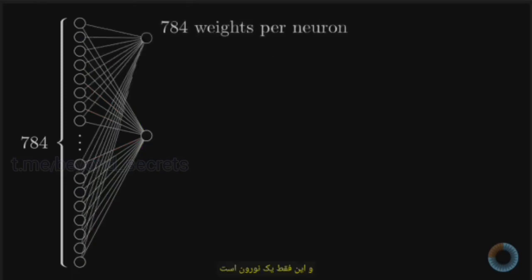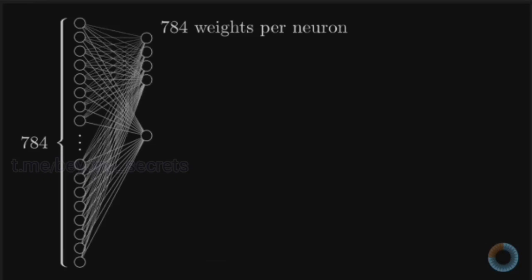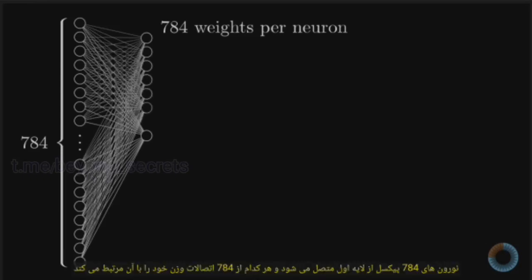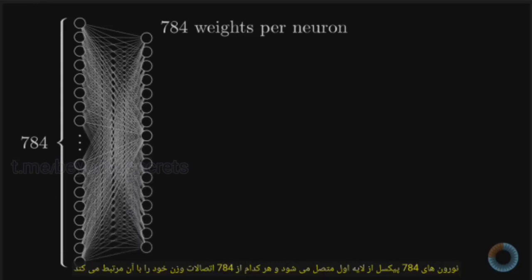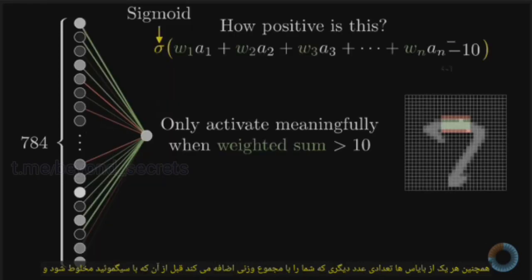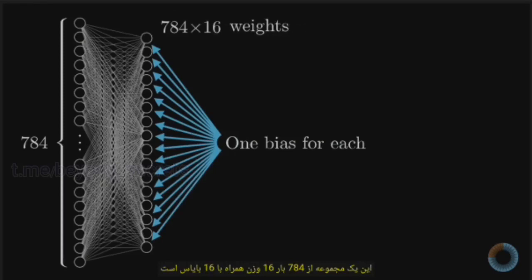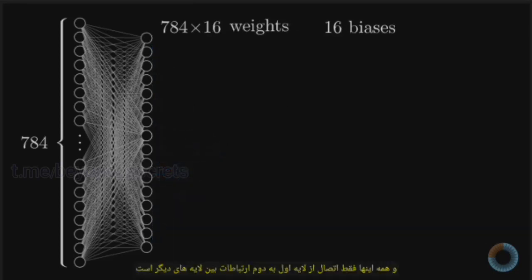And that is just one neuron. Every other neuron in this layer is going to be connected to all 784 pixel neurons from the first layer. And each one of those 784 connections has its own weight associated with it. Also, each one has some bias, some other number that you add on to the weighted sum before squishing it with the sigmoid. And that's a lot to think about. With this hidden layer of 16 neurons, that's a total of 784 times 16 weights, along with 16 biases. And all of that is just the connections from the first layer to the second.